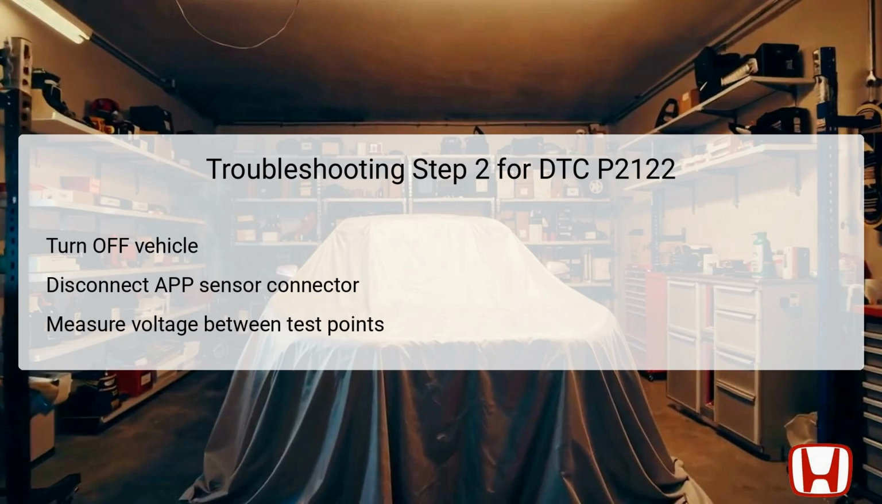If this voltage is present, it indicates that the VCC3 line, which provides power to the APP sensor, is functioning correctly, allowing you to move on to the next troubleshooting step. If the voltage is absent, it suggests a problem that requires further investigation related to wiring or connections.